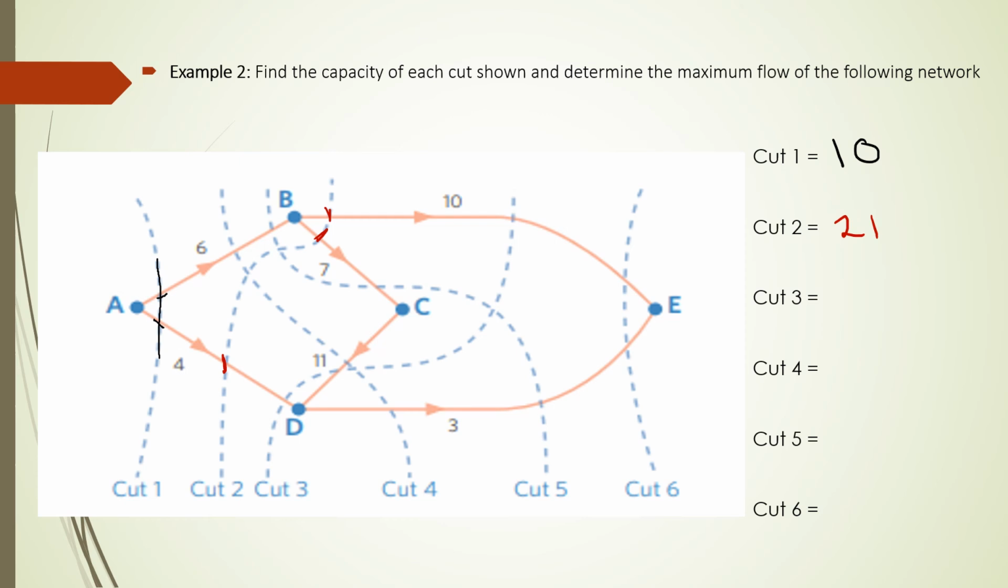All right, cut number 3 goes through here, here, and here. All right, so the value of this one, we've got 4, 11, and 10 for a grand total of 25, so quite a large cut.